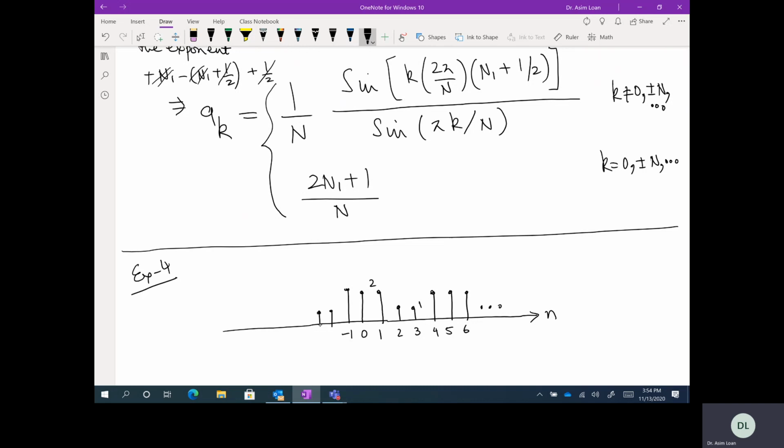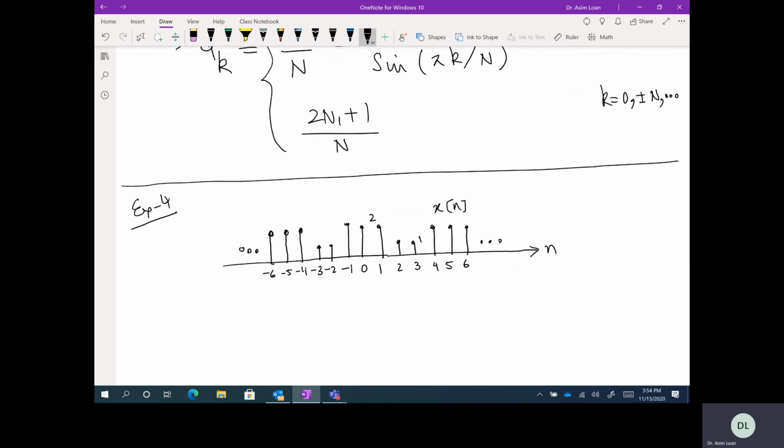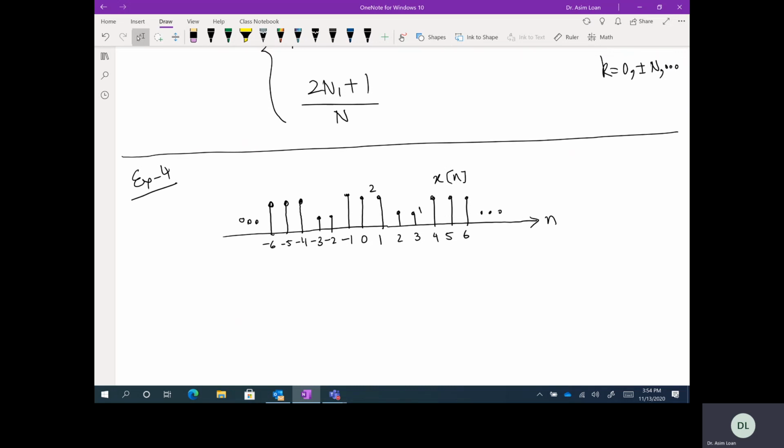So minus 1, minus 2, minus 3. And then I have minus 4, minus 5, minus 6. And then this repeats. So minus 5, minus 4, minus 6. So this is x of n. Okay. So I want to use the above result to calculate the Fourier series of this one.